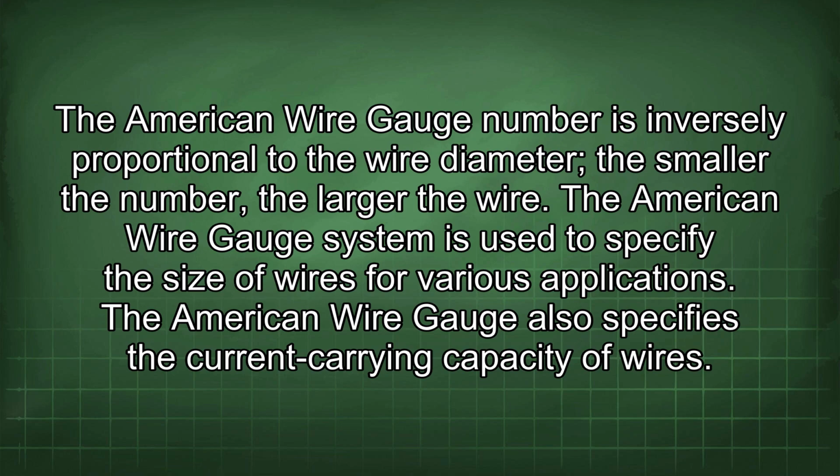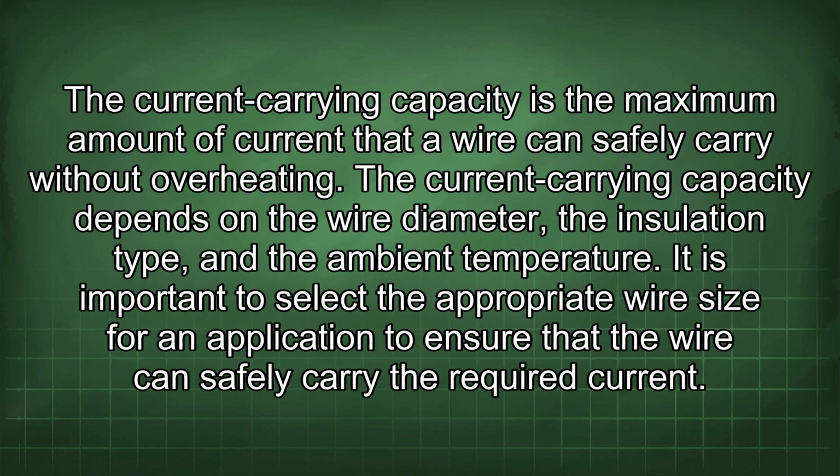The smaller the number, the larger the wire. The American wire gauge system is used to specify the size of wires for various applications. The American wire gauge also specifies the current carrying capacity of wires. The current carrying capacity is the maximum amount of current that a wire can safely carry without overheating. The current carrying capacity depends on the wire diameter, the insulation type, and the ambient temperature.